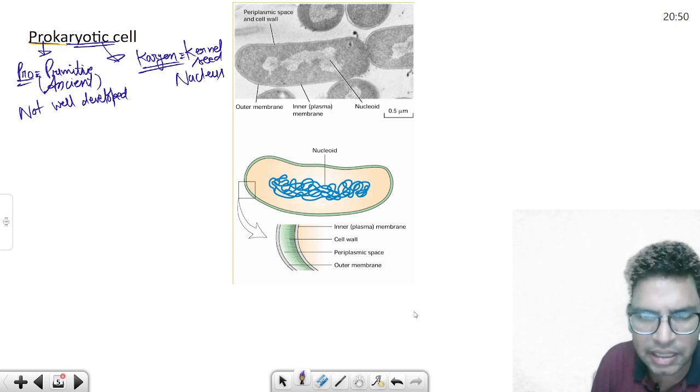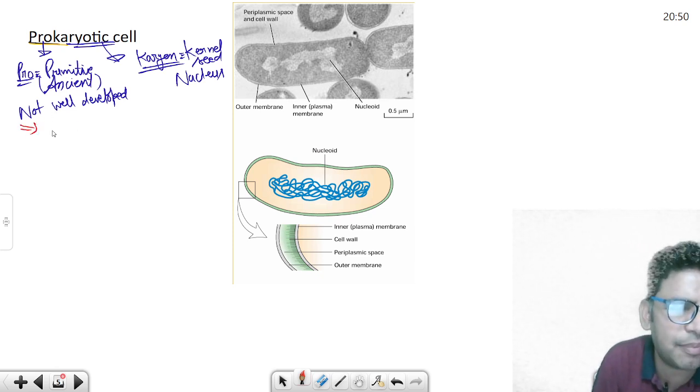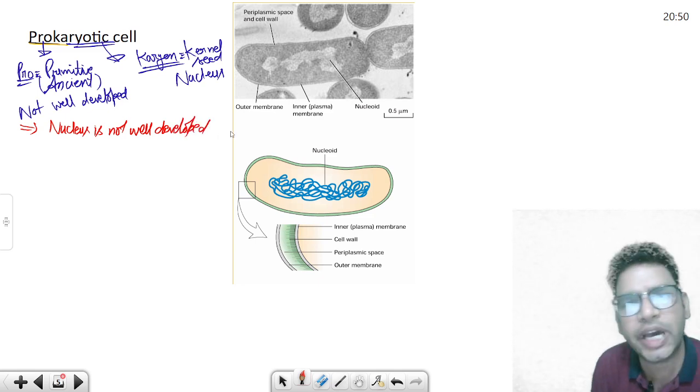So typically, prokaryotes are not well developed, very primitive cells. There is no nuclear membrane. So the definition is what? The nucleus is not well developed in these cells. This is what prokaryotes are, basically, right?